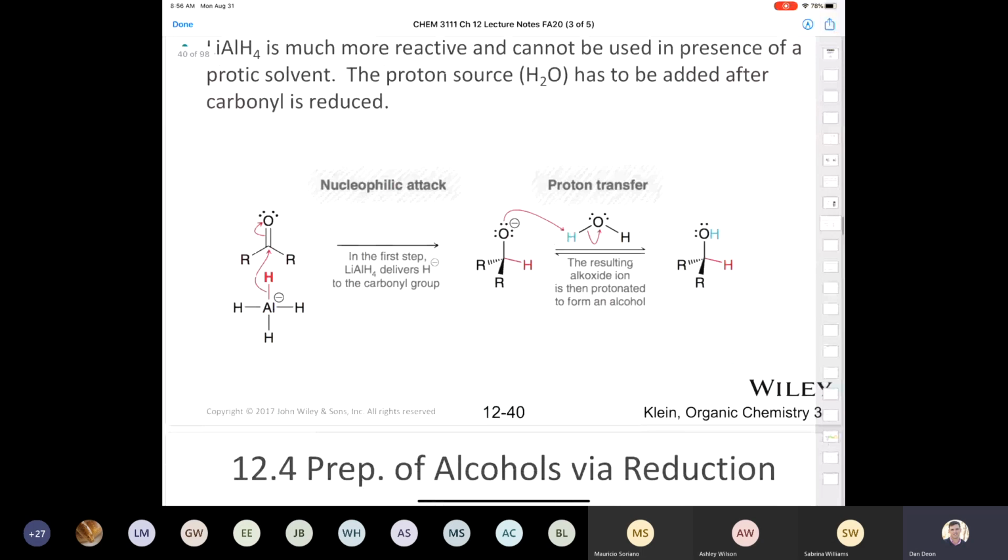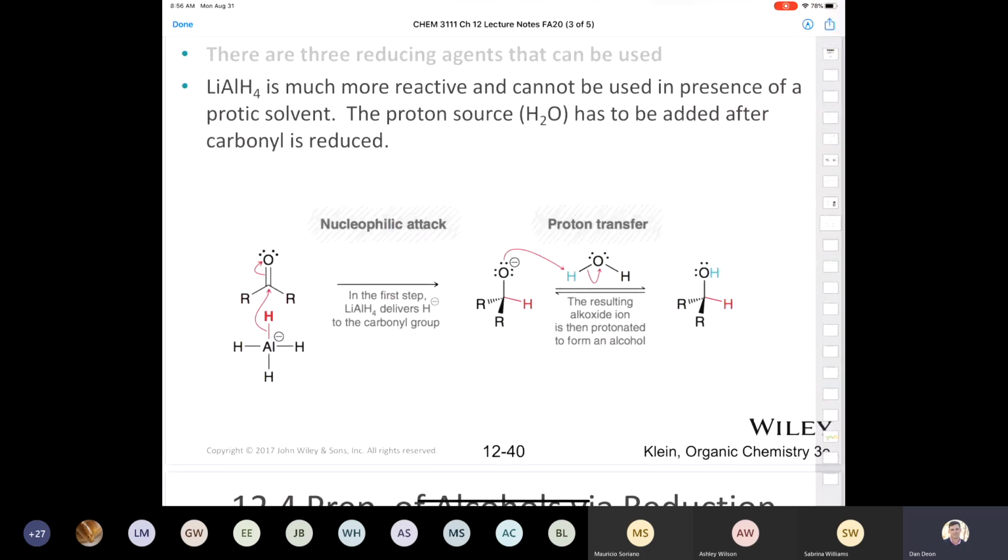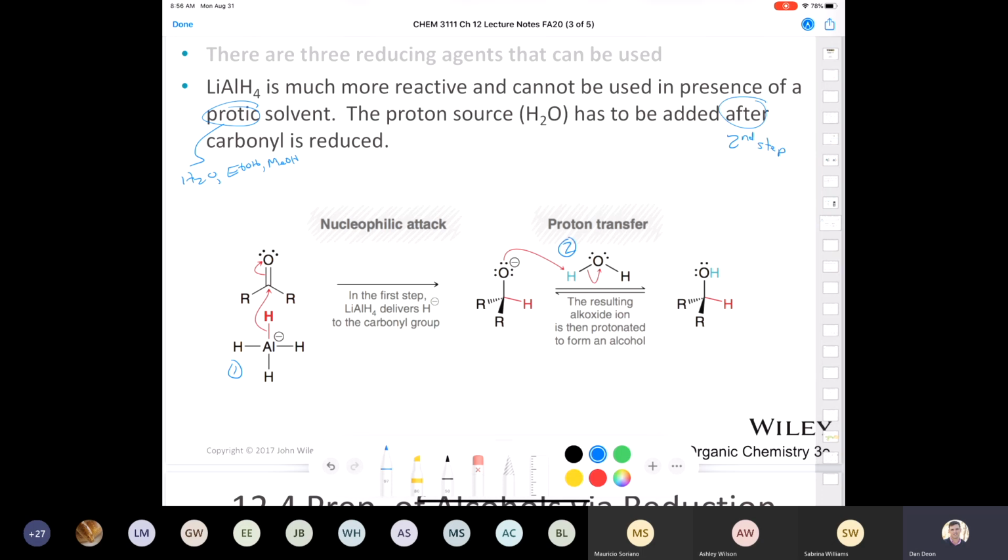It says here that LAH, or lithium aluminum hydride, is much more reactive. It cannot be used in the presence of a protic solvent. What's a protic solvent? Things like water, ethanol, methanol, MeOH, isopropanol, whatever. The proton source has to be added after. It's the second step. So the first step is to add lithium aluminum hydride, and the second step is to add water on it.